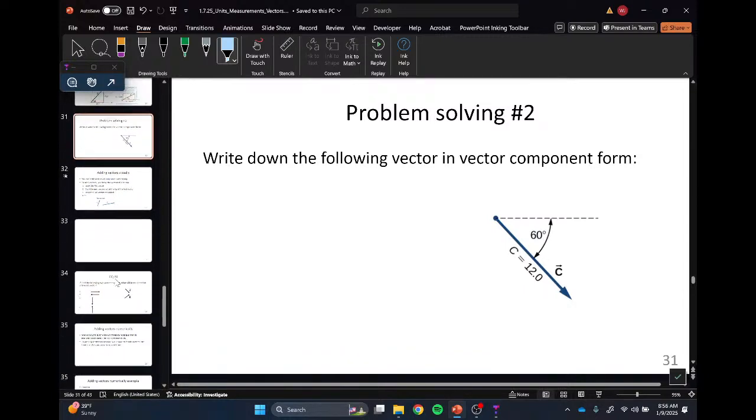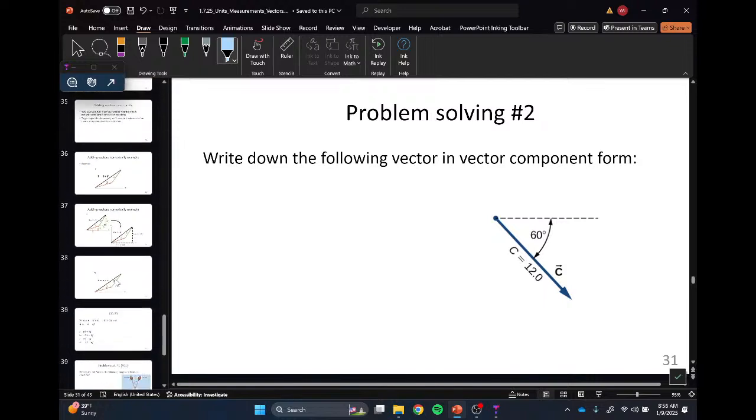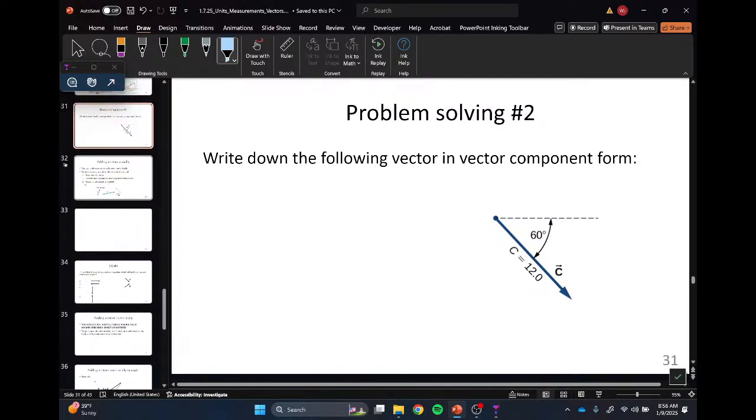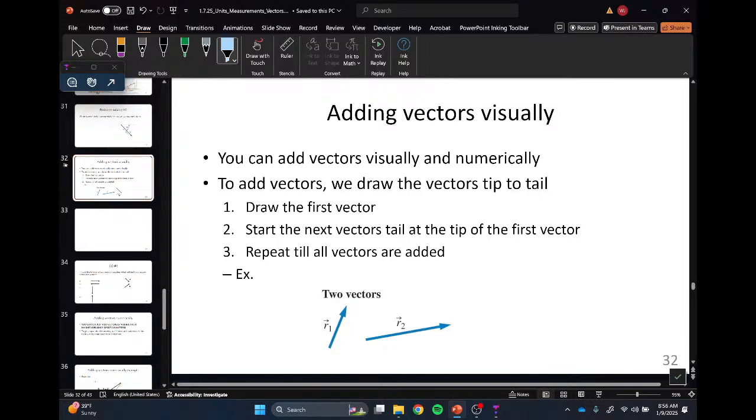How much time do we have? What do I want to do at this point? I might come back to this one. I want to teach you, I think we've already talked about this, but we got some slides on it now. So let's talk about adding vectors.